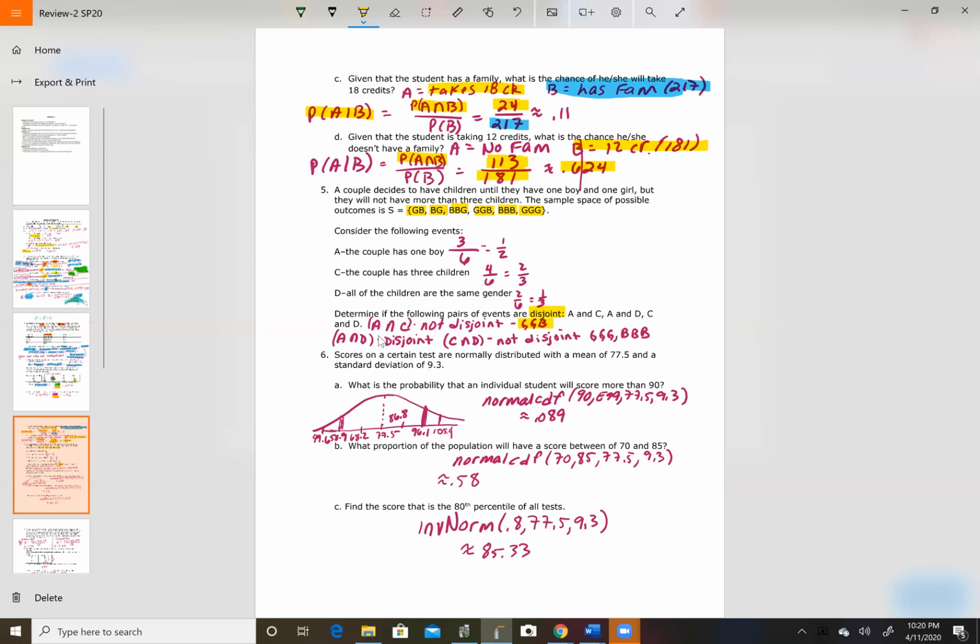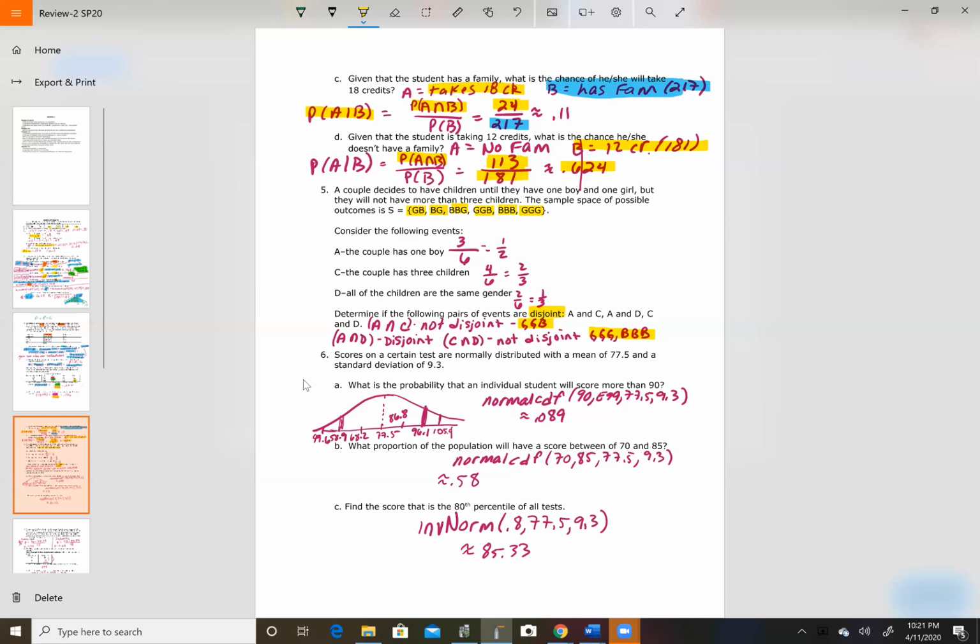A and D is disjoint because A is the couple has 1 boy, and D is all of the children are the same gender. That cannot happen, because you can't have only 1 boy and have them all be the same gender. That cannot happen at the same time, so that's disjoint. C and D is not disjoint because the couple has 3 children and all the children are the same gender. Well, that happens twice, so there's a little overlapping there.